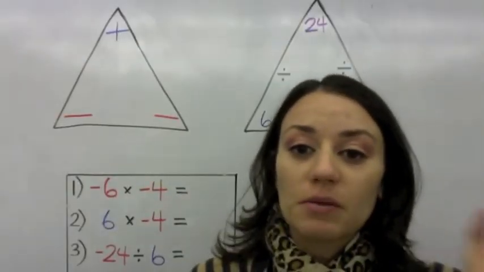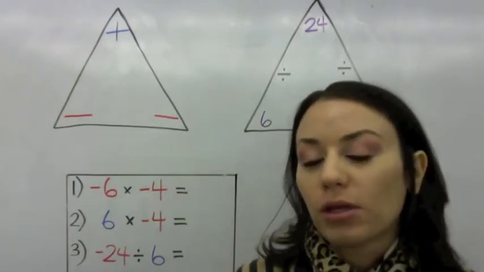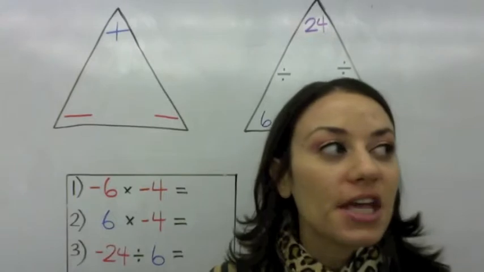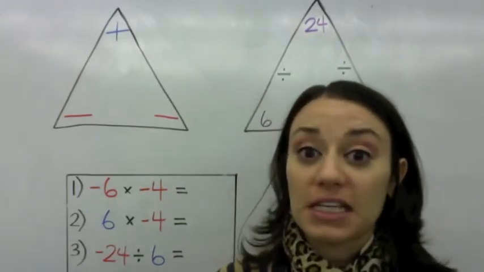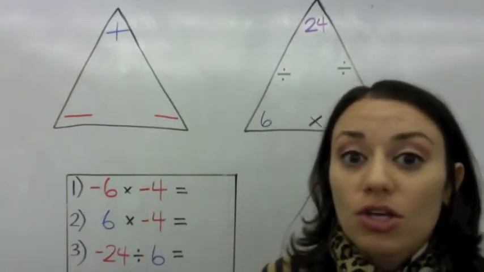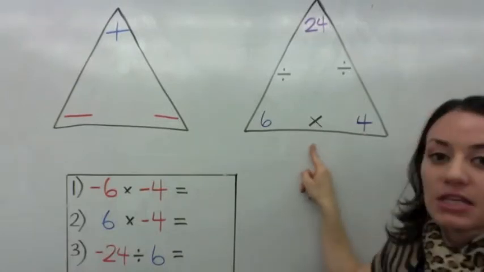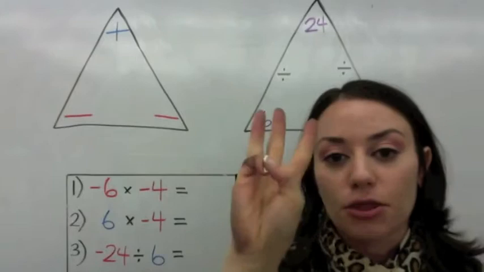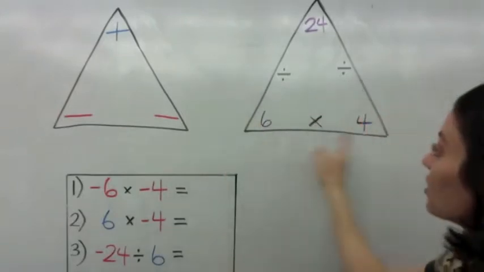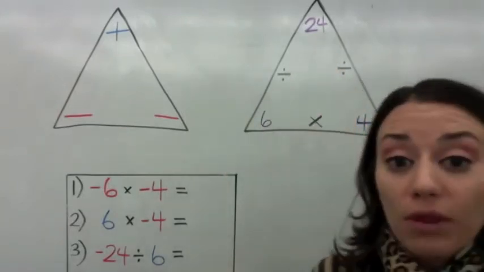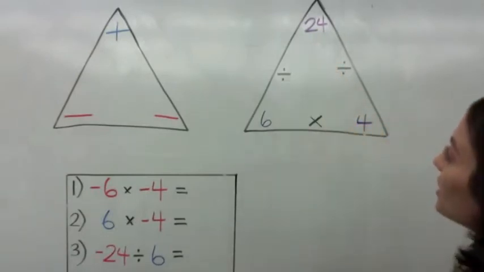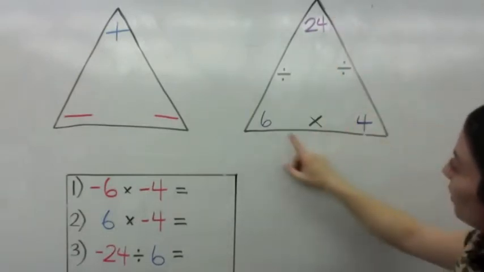So now we're going to solve some multiplication and division problems with fact families. I want to take what you know about fact families and apply it to integers. Remember how we did fact families in this triangle, where the fact family has three numbers in it: 6, 4, and 24. Well, that means that 6 times 4 is 24. Or if you look at it this way, 24 divided by 4 is 6.